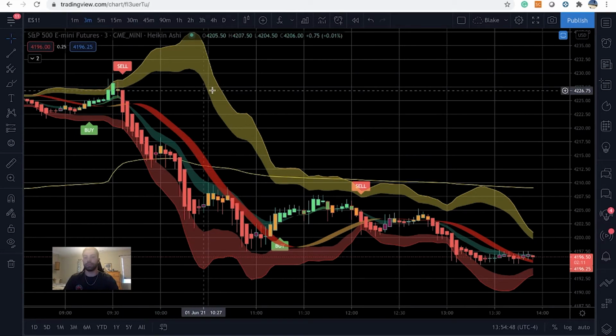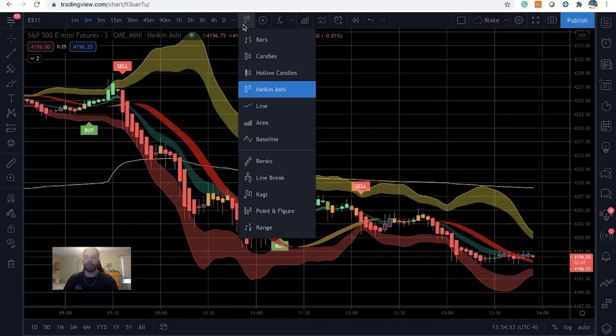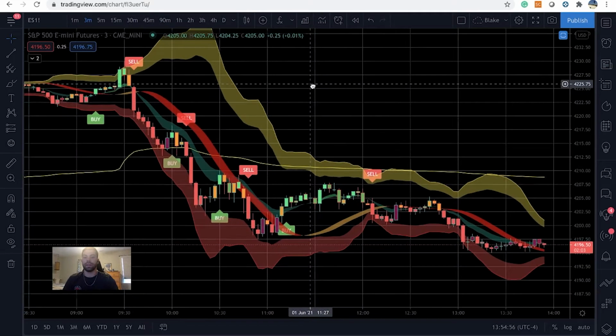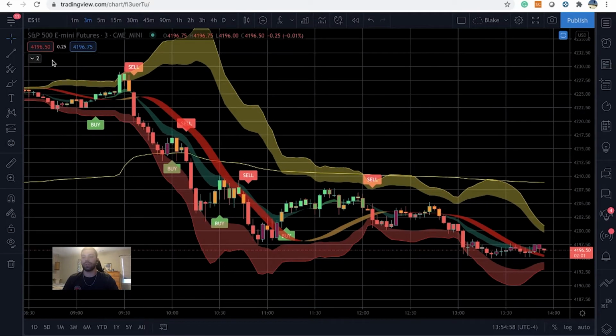First, we're going to be just looking for basing candles, and I'll show you what that means. But first thing we need to do is change our Heiken Ashi candles to regular candles, right? And then we're also going to remove all our indicators, so we're just looking at the candles.